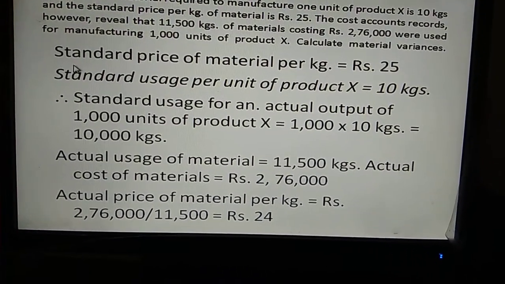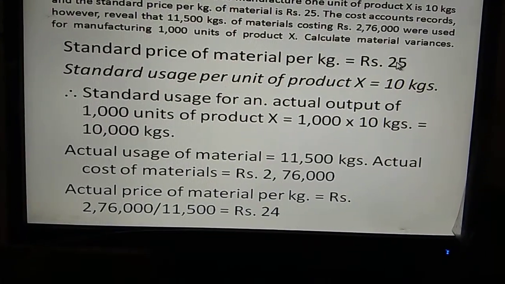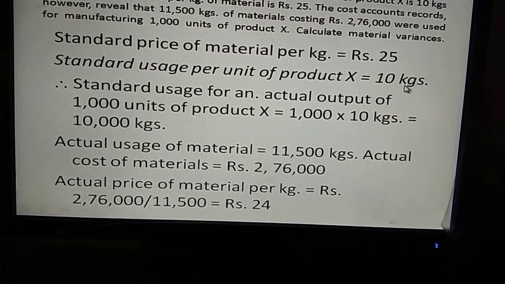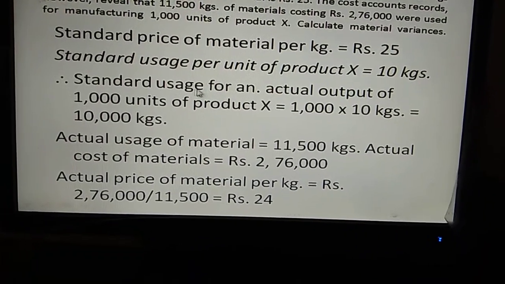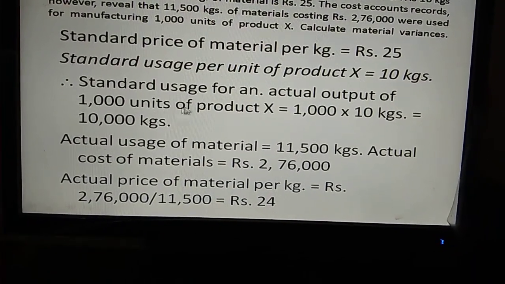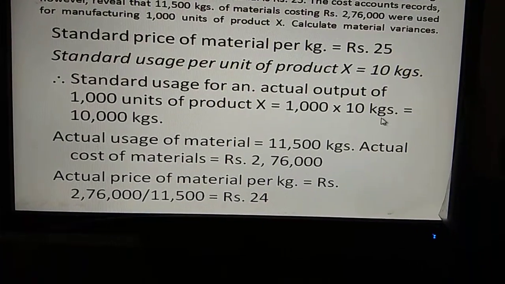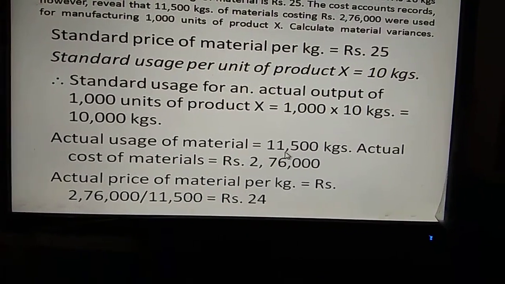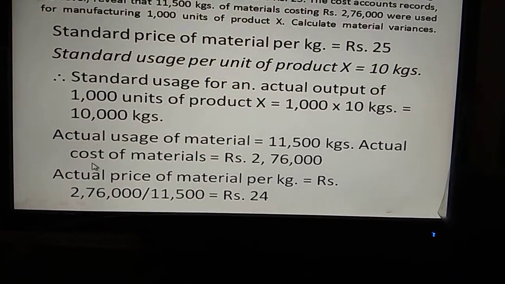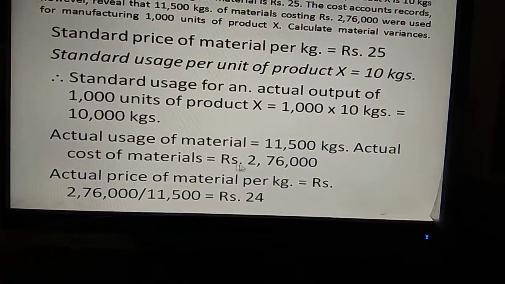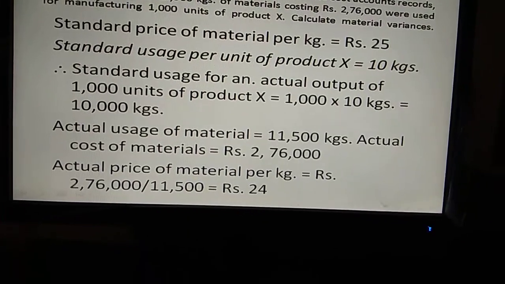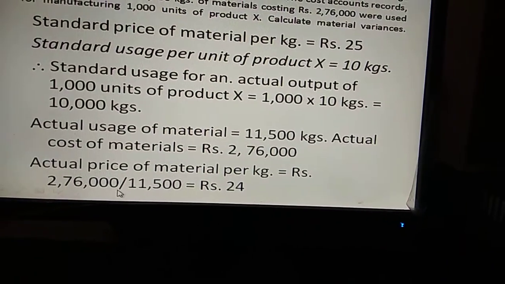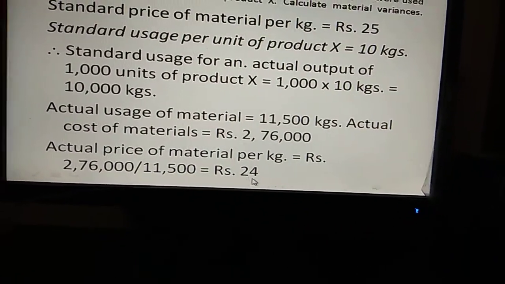Now let us do the working note. Standard price of material per kg is rupees 25. It is given in the problem. Standard usage per unit of product X is 10 kgs for every unit. Therefore, standard usage for an actual output of 1000 units of product X will be 1000 into 10 kgs equal to 10,000 kgs. Now, actual usage of material is equal to 11,500 kgs. So, the actual cost of material is rupees 2,76,000. It is given in the problem.